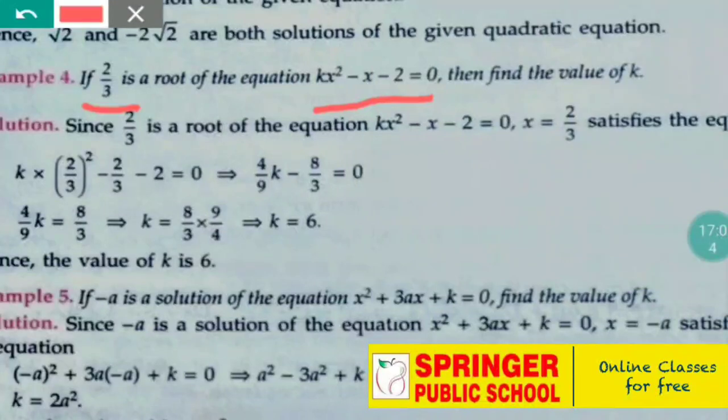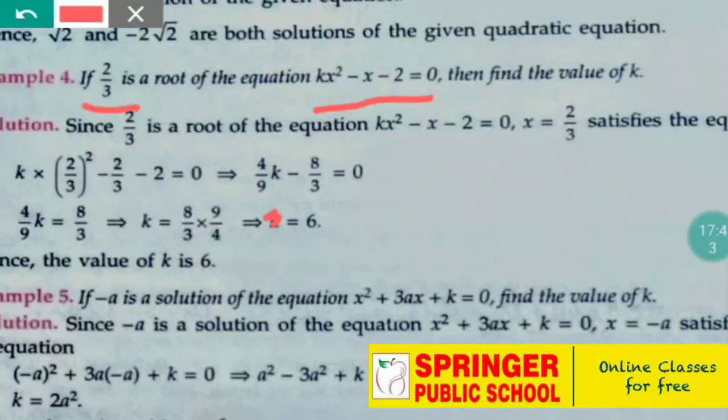So what we do, we put 2 by 3 in place of x. So k into 2 upon 3 whole square minus x. So in place of x, we will write 2 upon 3 minus 2 is equal to 0. So it becomes 2 square is 4, 3 square is 9. So 4 upon 9 k minus 2 by 3, and minus 2. Now if you solve it, it becomes minus 8 by 3. So 4 by 9k minus 8 by 3 is equal to 0.